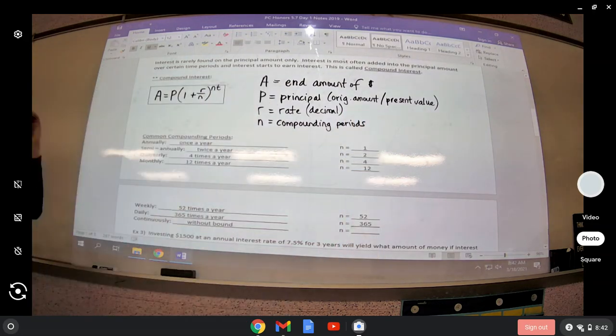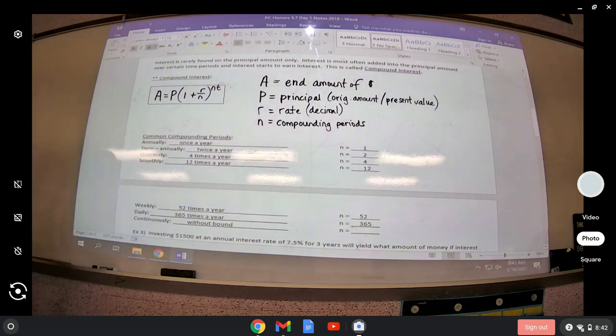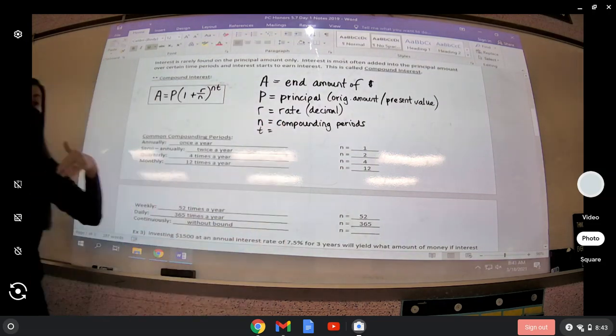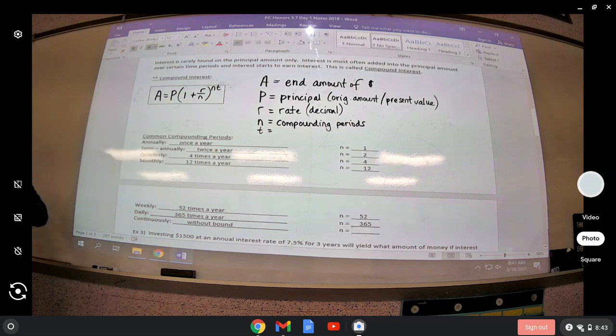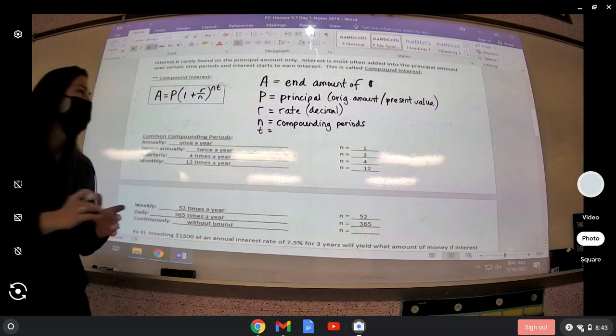It's the number of times they are going to stop, calculate some interest, and add it in so that your interest can earn interest. And then T is time. How long do you plan to either borrow or invest this money for? And normally, they always want time in years when you plug it into the formula.